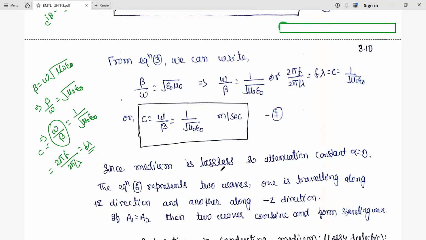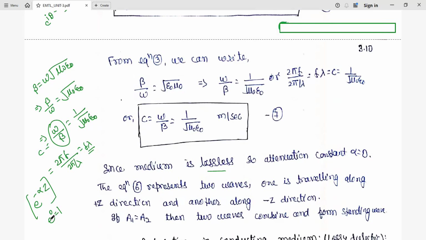And here since the medium is lossless, attenuation doesn't occur. Generally attenuation means that the wave will be attenuated by the factor e to the power minus alpha z. So here attenuation doesn't take place, so alpha is 0. So e to the power 0, anything to the power 0, is 1. That's why we have only the phase constant. We don't have alpha, that is the attenuation constant.